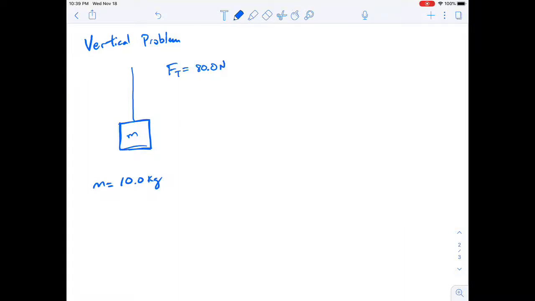Okay, so let's consider something moving vertically, or up and down. For argument's sake, let's say we have just something tied to an end of a string. And the tension in that string is 80 newtons. And the mass that's hanging on the end of the string is 10 kilograms. And so the question is going to be, well, what's going on with the motion?